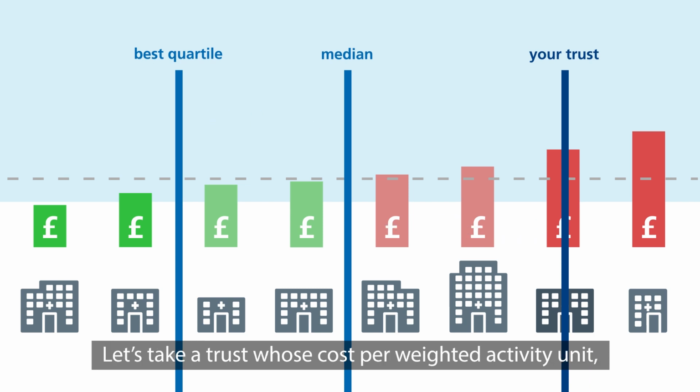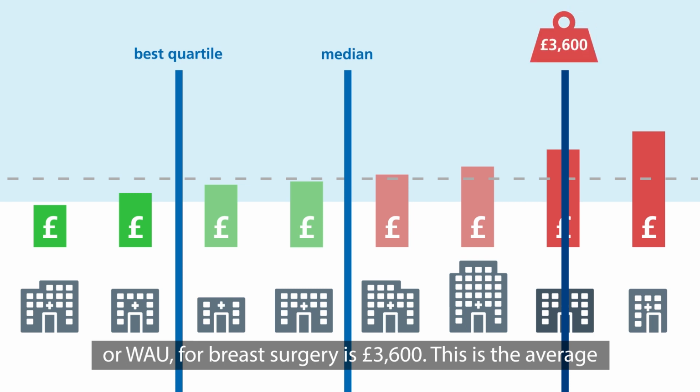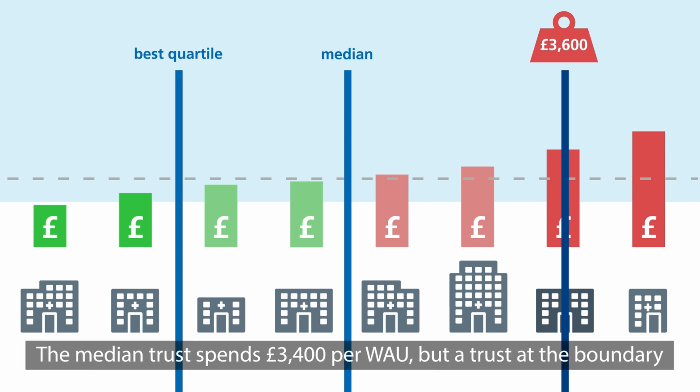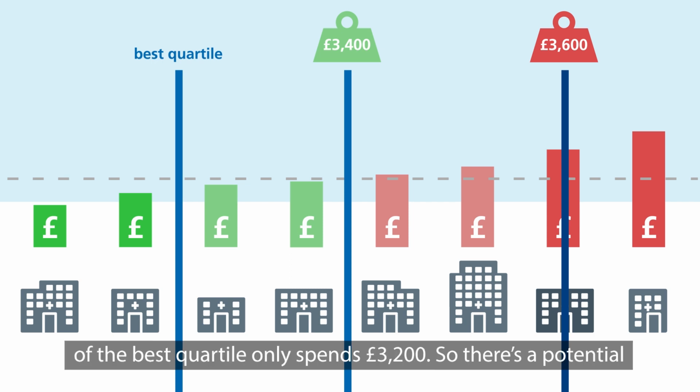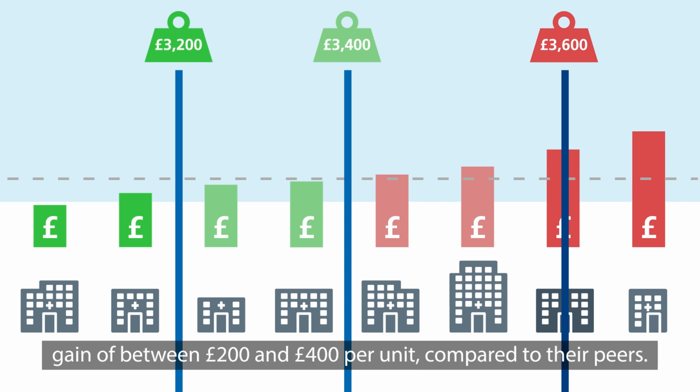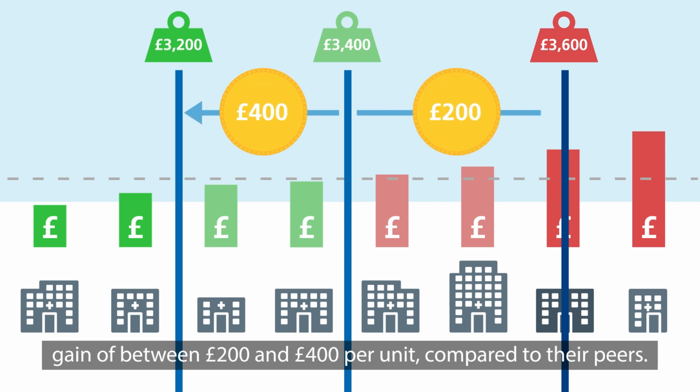Let's take a trust whose cost per weighted activity unit, or WAU, for breast surgery is £3,600. This is the average the trust spends for each unit of breast surgery activity. The median trust spends £3,400 per WAU, but a trust at the boundary of the best quartile only spends £3,200. So there's a potential efficiency gain of between £200 and £400 per unit compared to their peers.